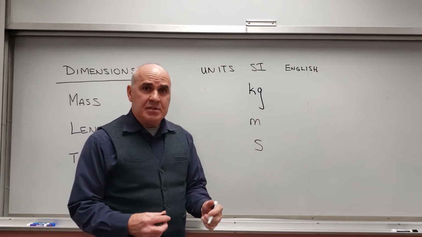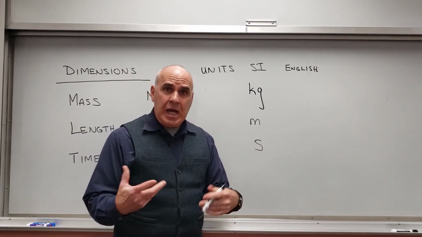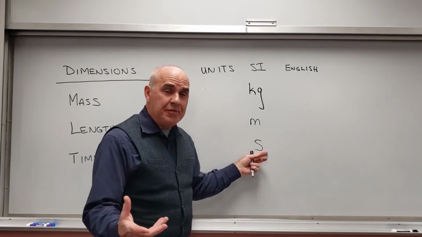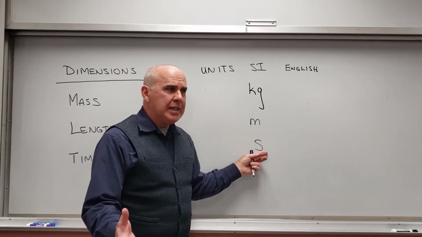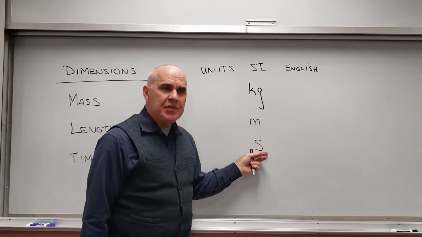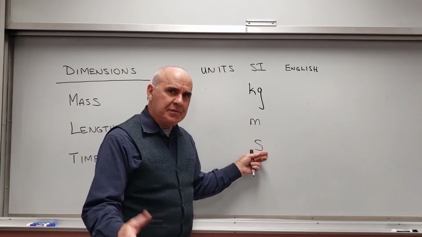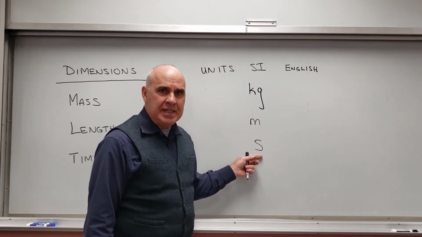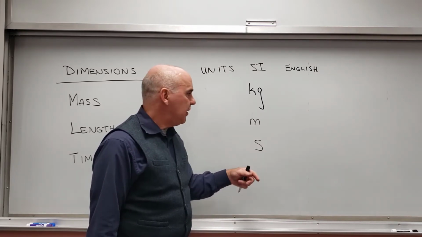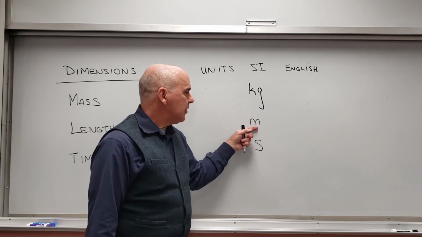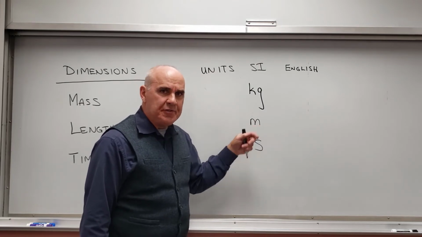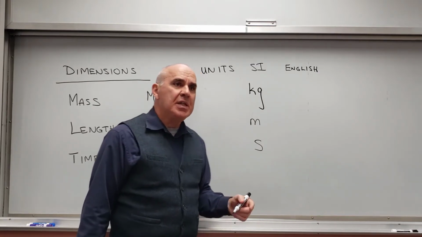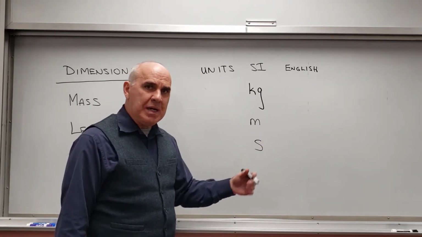And each of these has some sort of a definition about how much it is. So for example, the second is defined by the number of vibrations of, I can't remember if it's cobalt or some atom. It's got a specific vibration to it, and it's the time that it takes for so many of those vibrations to take place. Length, the meter, is defined based on the speed of light, which is a constant in all reference frames, and how far light travels in a certain amount of time.